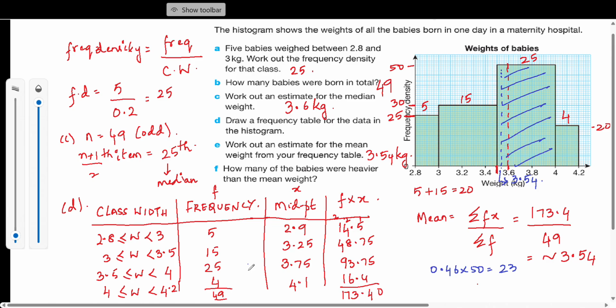So this portion alone, from this black line to my blue line here, is 2. So this is 2, this is 23, adding to 25. So these are 23. The last bar we know is 4. So 23 plus 4, 27 babies were heavier than the mean weight. Total were 49. So of that, 27 babies were heavier than the mean weight. This is how you interpret and do a histogram problem in data handling.